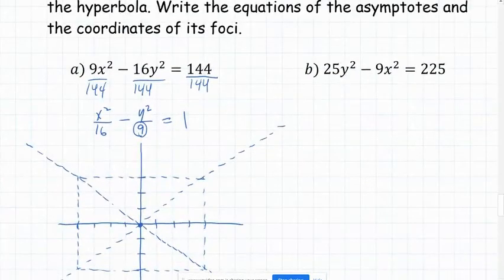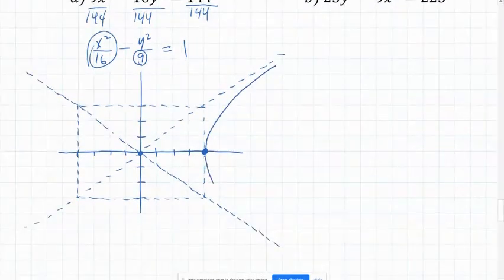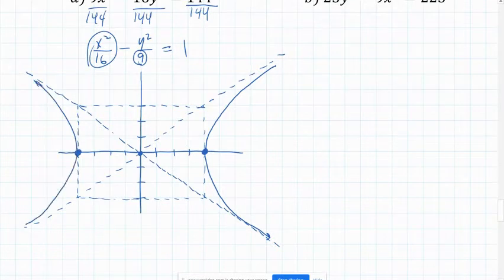Now, since the positive term is the x term, we know it's going to go in the x direction. So we put our vertex right here on the edge of the box, and we approach the asymptote. So when x is the positive, it goes in the x direction. Here's another vertex. It's going to approach the asymptotes from there. And so that is our graph.